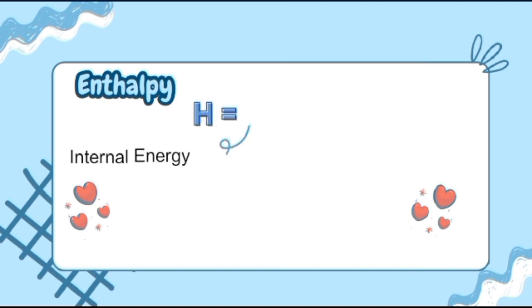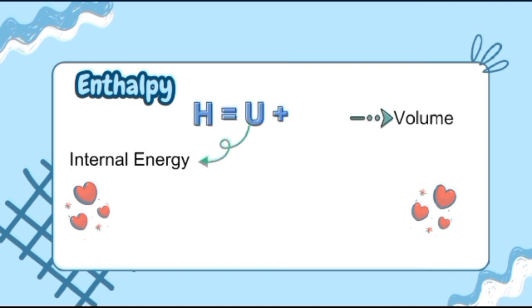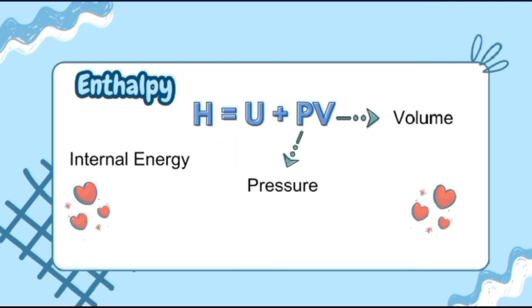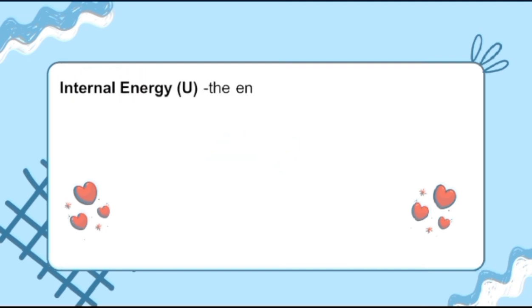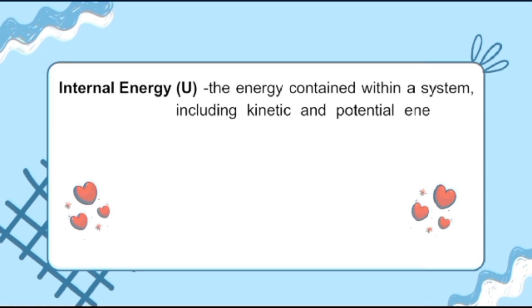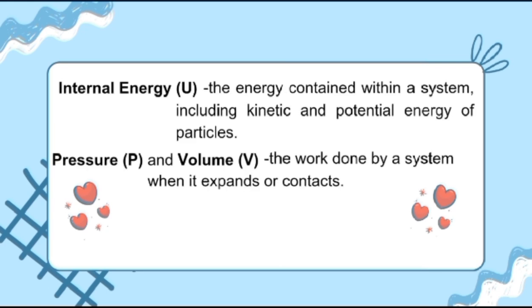Understand the formula. Enthalpy is represented with the formula H equals U plus PV. U stands for internal energy, which accounts for the kinetic and potential energy of particles in a system. P is the pressure exerted by the system, and V is the volume. The formula shows that enthalpy includes both the internal energy of the system and the work done to displace its surroundings.